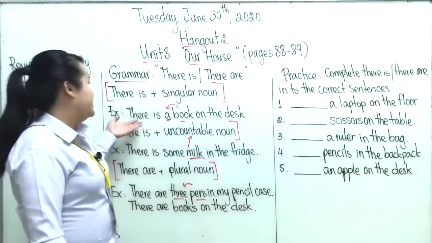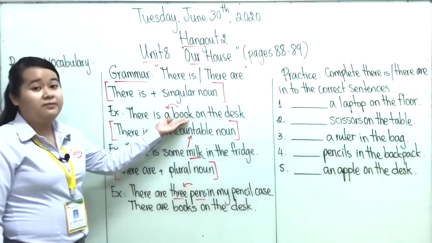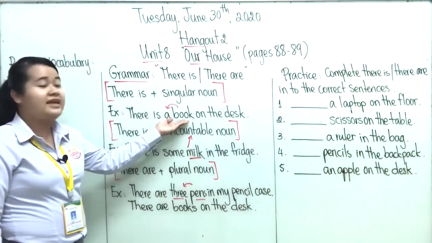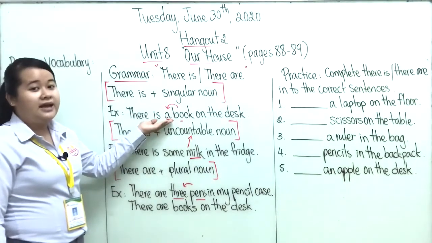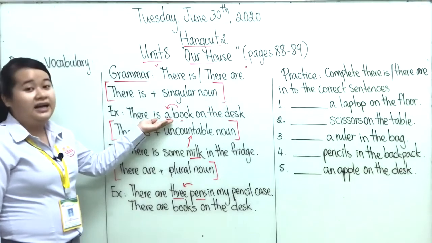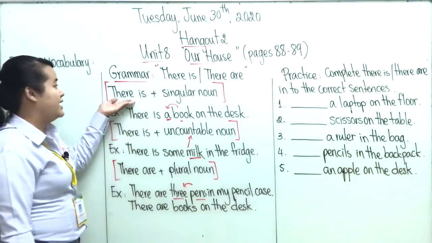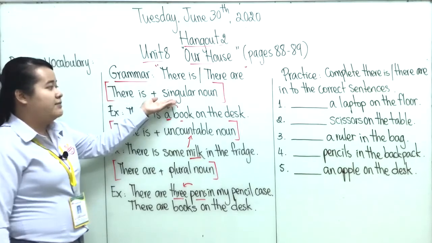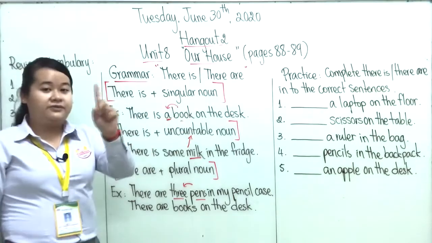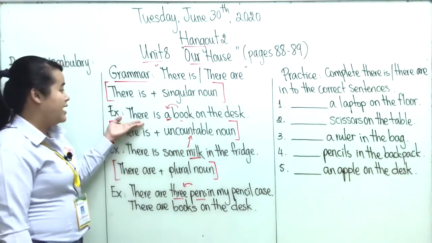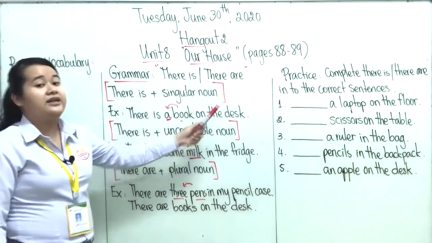So for example, there is a book. A book, this one is a thing, right? But the thing is just only one, that's why we use a, and a we use with there is. That's why teacher writes here, there is plus singular noun. So it means we have only one book, right? That's why our example is there is a book on the desk.